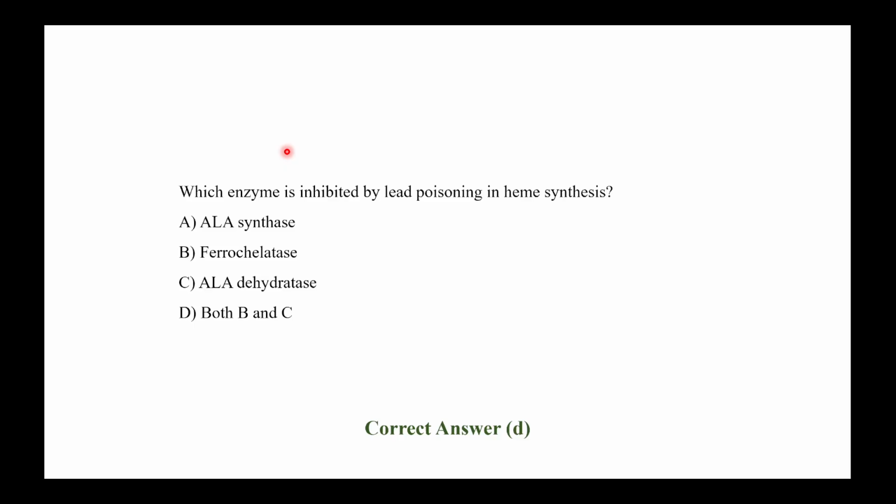So, during heme synthesis, if there's lead poisoning, it can inhibit both ferrochelatase, which is responsible for the ferrous ion attachment to the protoporphyrin, and ALA dehydratase, which is responsible for the formation of porphobilinogen from ALA. Okay.